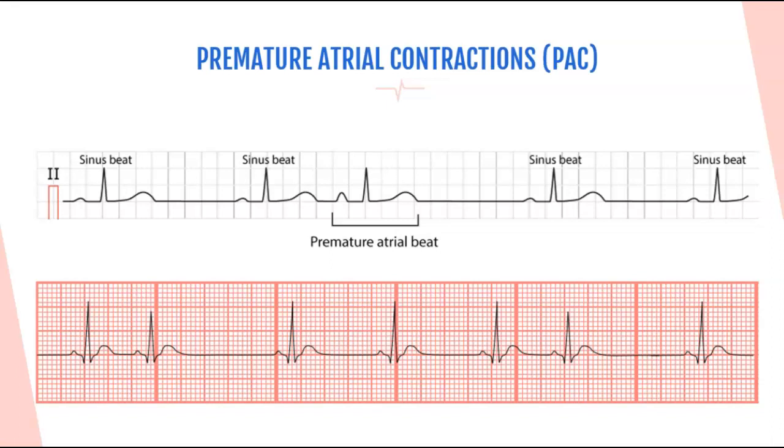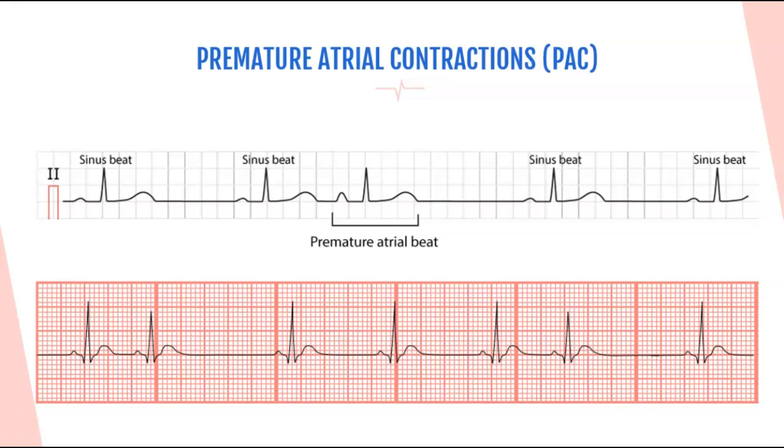The P wave can also be lost in the T wave, making the T wave look bigger or have an extra bump. A PAC is usually followed by a pause. PACs can occur in bigeminy, meaning every other beat is a PAC, in trigeminy, meaning every third beat is a PAC, or in couplets, meaning 2 PACs are in a row.